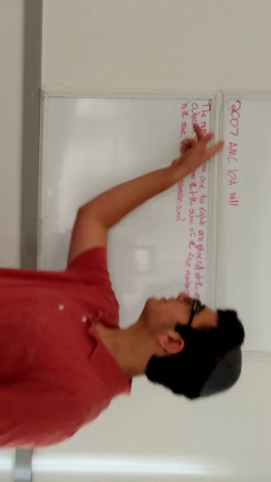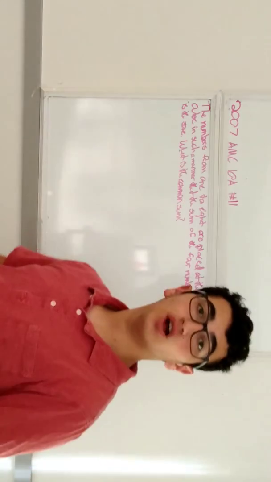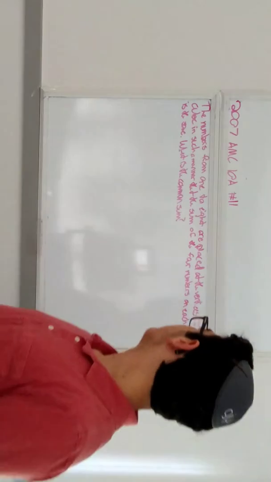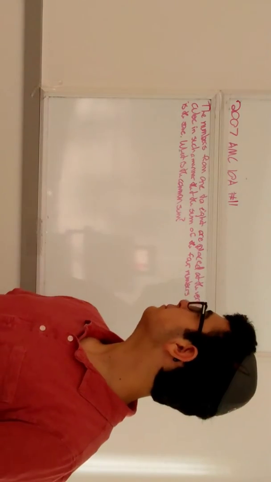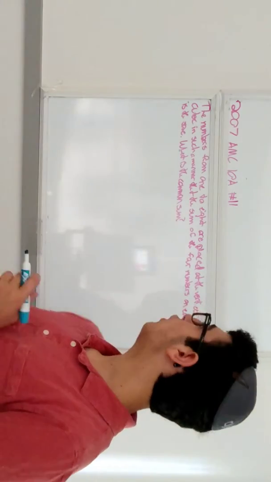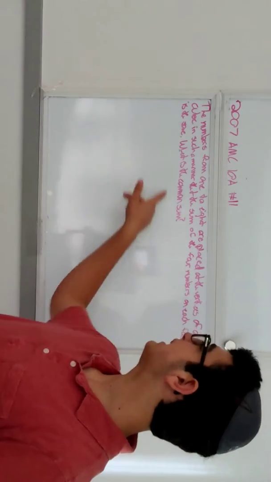This is the 2007 AMC 10A number 11. The numbers from 1 to 8 are placed at the vertices of a cube in a manner such that the sum of the four numbers of a face is all the same. What is that common sum?